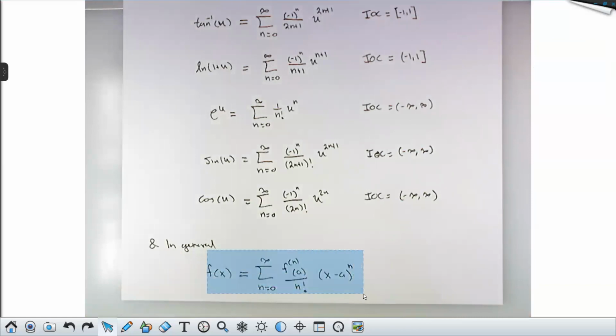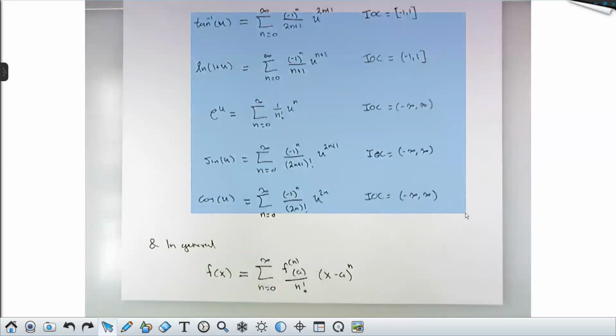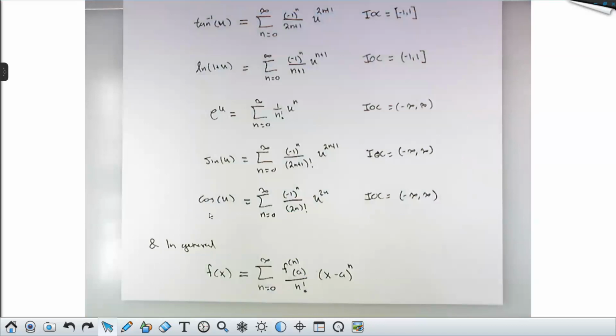I cannot say what the interval of convergence is in general for something like this because it depends very much on the function f and what these numbers come out to be. But this is a recipe that we can use to come up with power series if we cannot get the power series we want from any of the guys above.